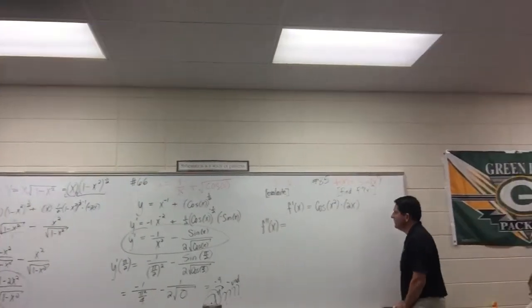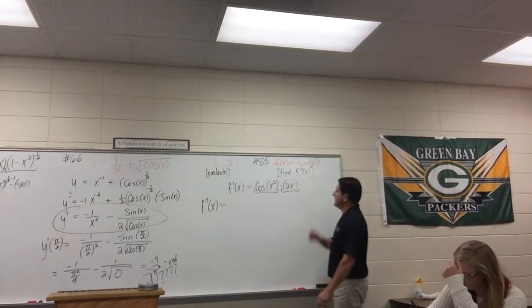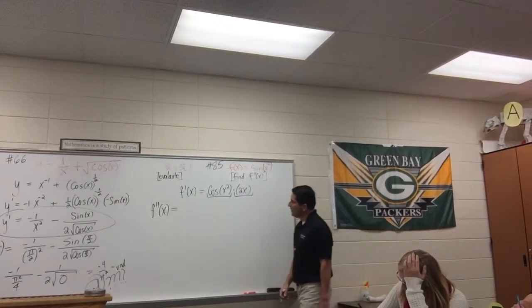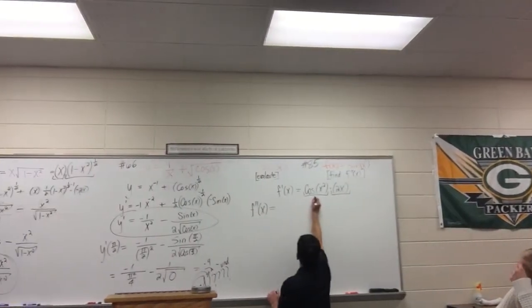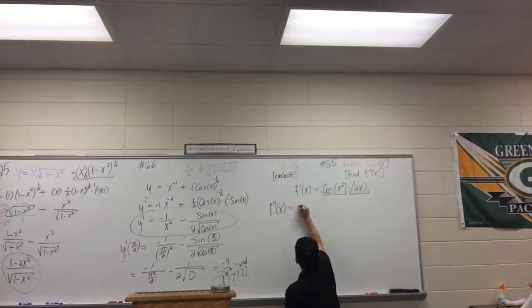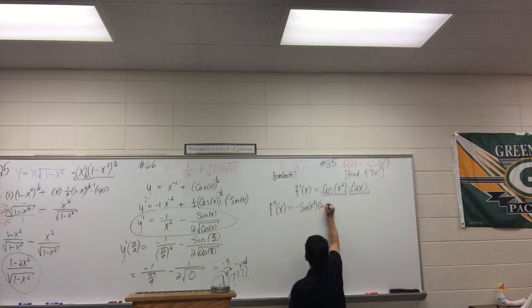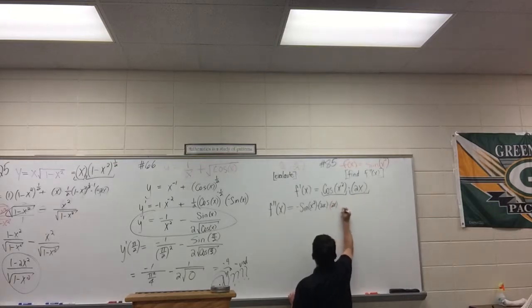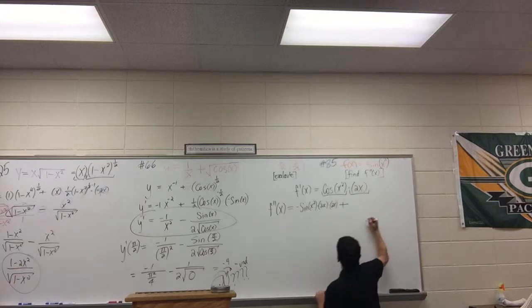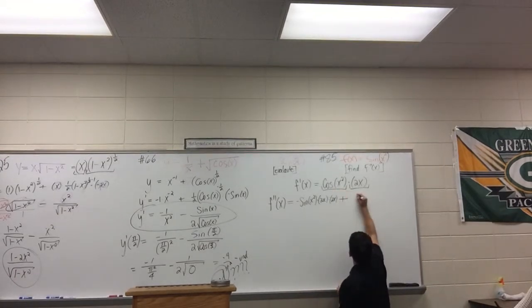So the second derivative: this is my first function, this is my second function, and they're multiplied together. Here we go. The derivative of cosine of x squared is the negative sine of x squared times 2x. That's the derivative of this one. Then we multiply it by the second one, because that one's sitting out, plus, this time the first one sits out, cosine of x squared, and then we multiply by the derivative of the 2x, which is 2.